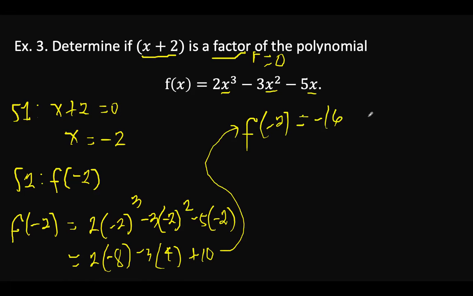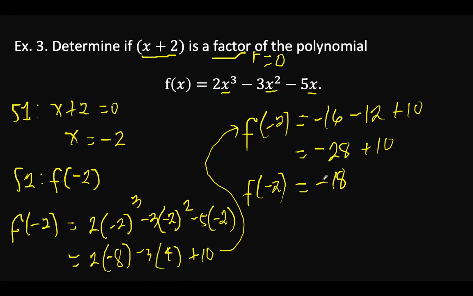Negative 3 times 4, that's negative 12, plus 10. Okay, so this becomes negative 28 plus 10. This is equal to negative 18. So f of negative 2 is negative 18. Negative 18 is not equal to 0.